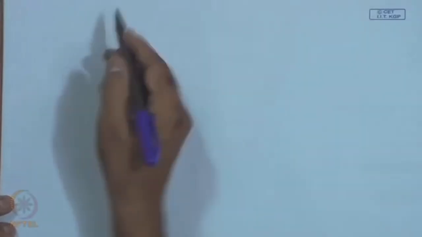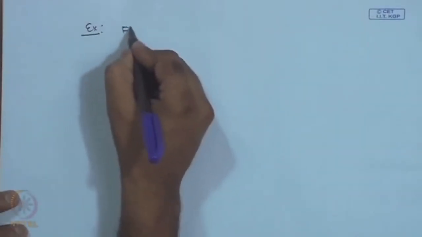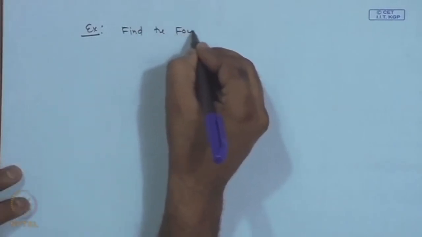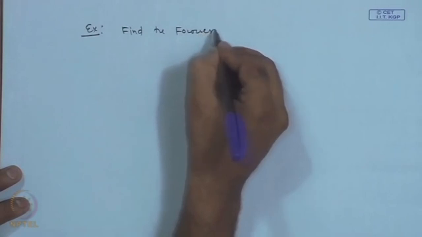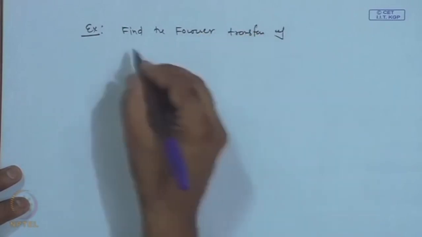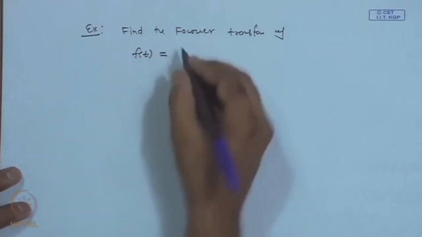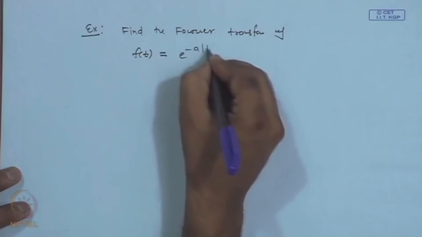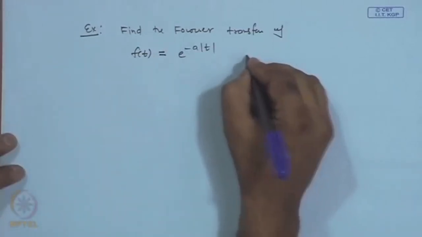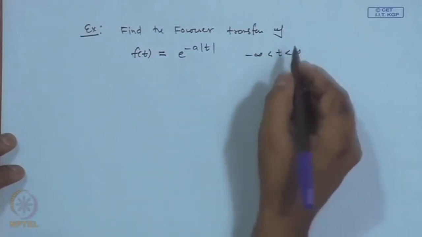Take another example now. Find the Fourier transform of f(t) equals e minus a times the absolute value of t, where t is from minus infinity to plus infinity.